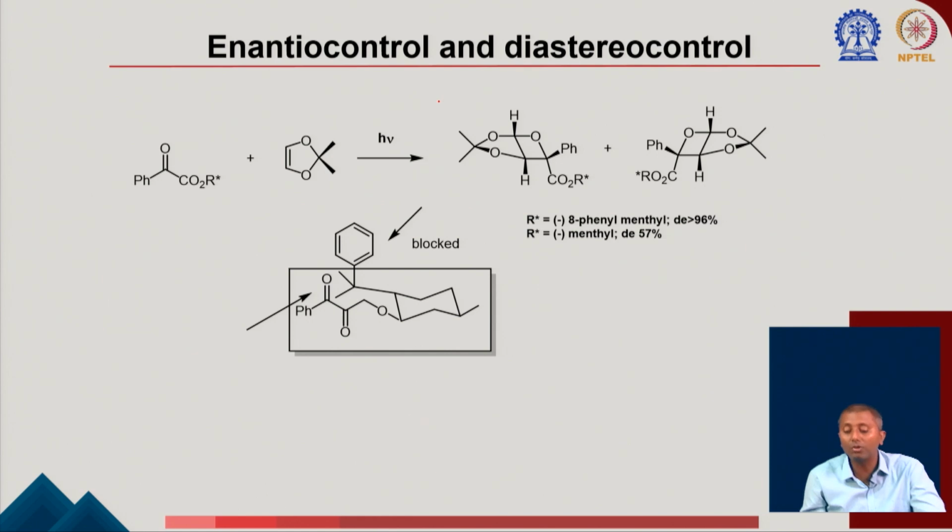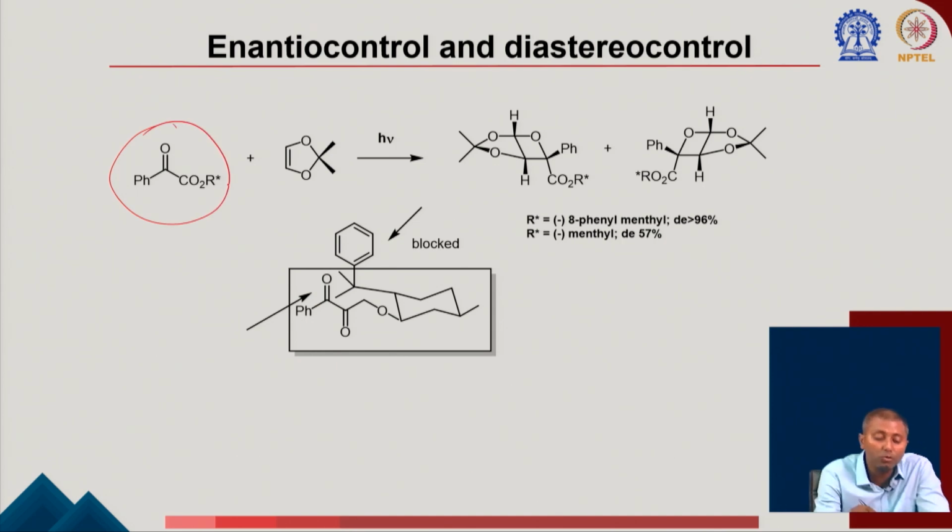Then the enantiomer control and the diastereomer control. So we now go to talk about that. Suppose you want to make diastereomer control here with the ester group. If you try to bring the 8-phenyl methyl group here, once you bring the methyl group, what is going to happen?